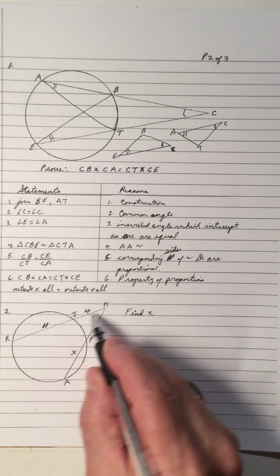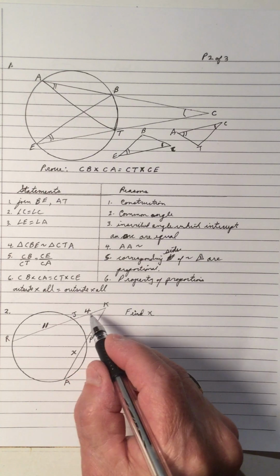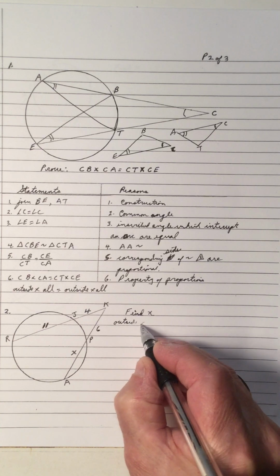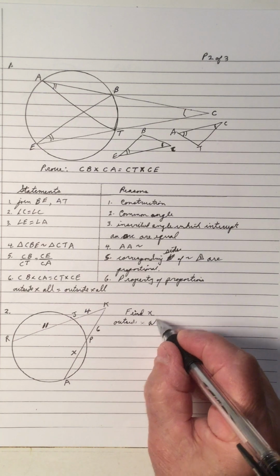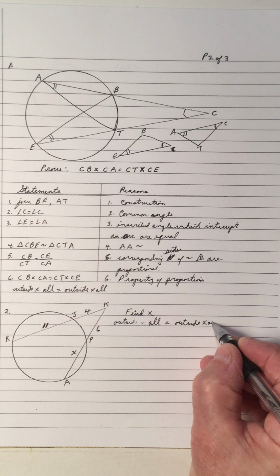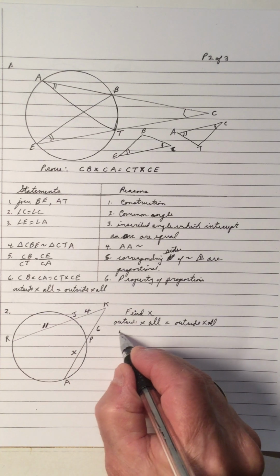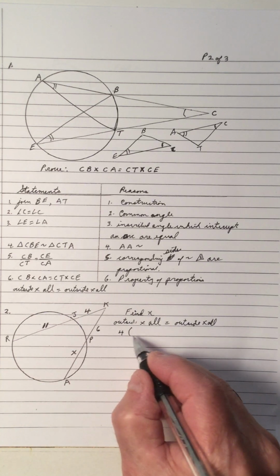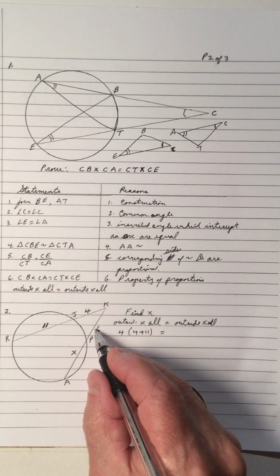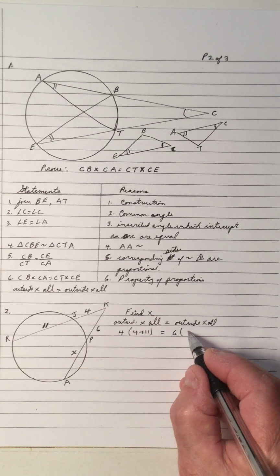And notice we have two secants drawn, cutting the circle. And we have the outside. So if I write down outside times all equals outside times all. So let's take this one. 4 is the outside, and all of it is 4 plus 11. And this secant, the outside is 6, and all of it is 6 plus x.